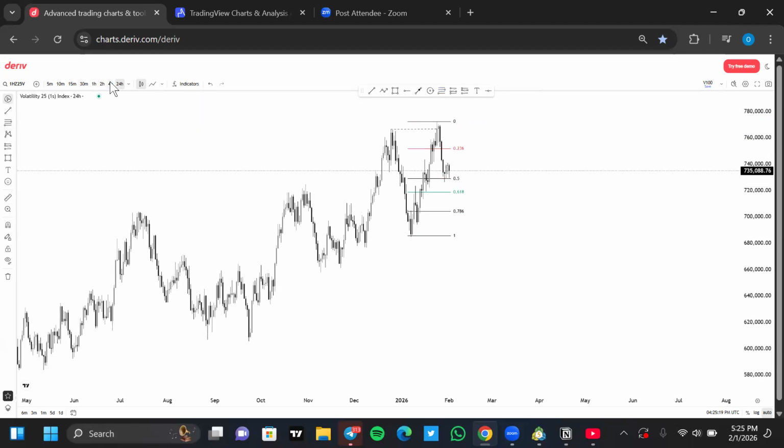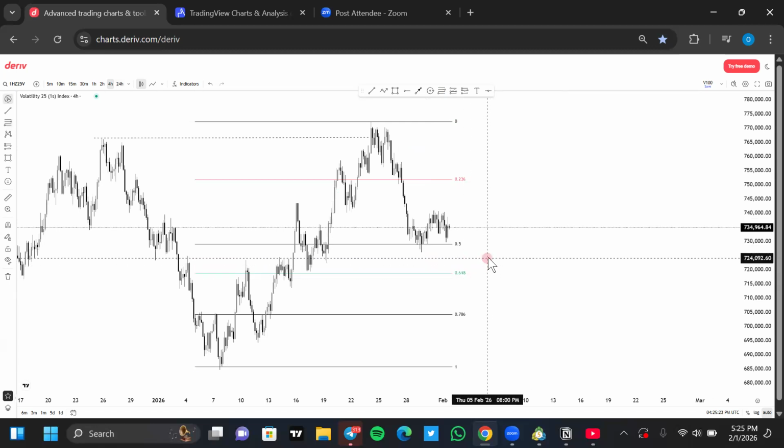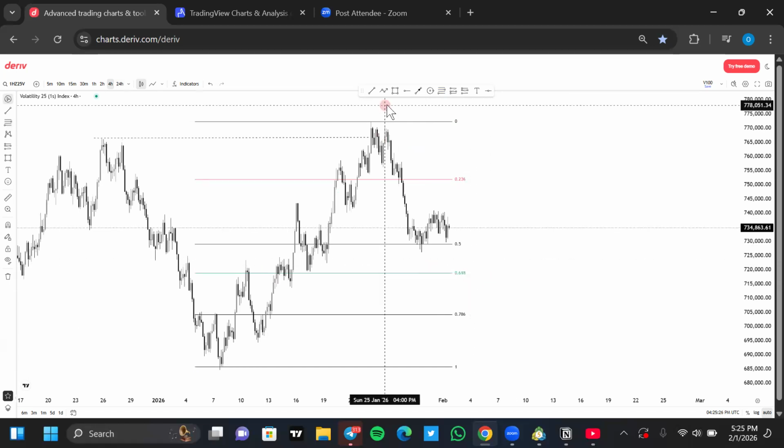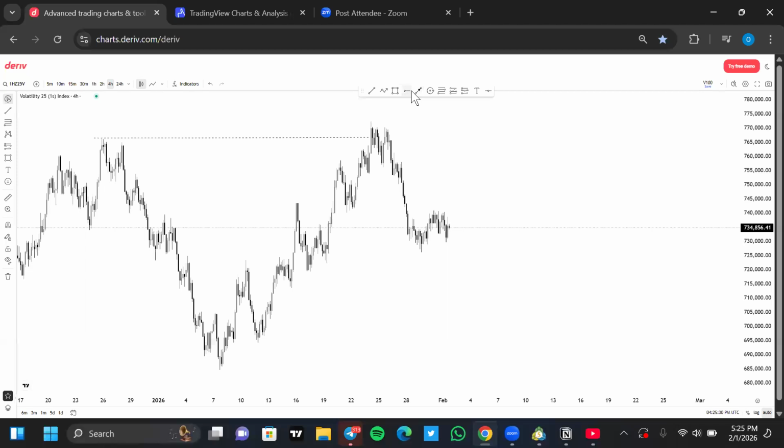So let me go to the 4 hours time frame. Let me see if I can get any POI around that zone. You see, this is the only POI that I was able to get around this zone, and price did not come to it. Let me mark it out for you. Maybe, hopefully, price will come back. But this is my own POI.